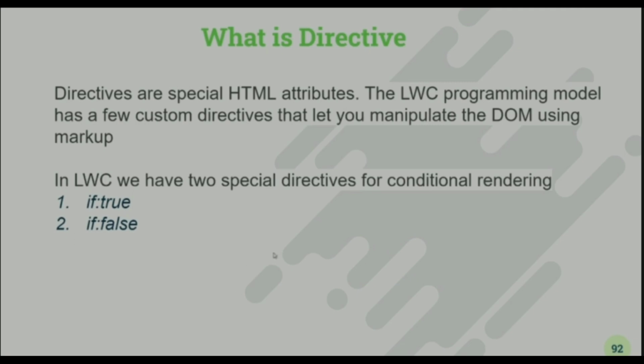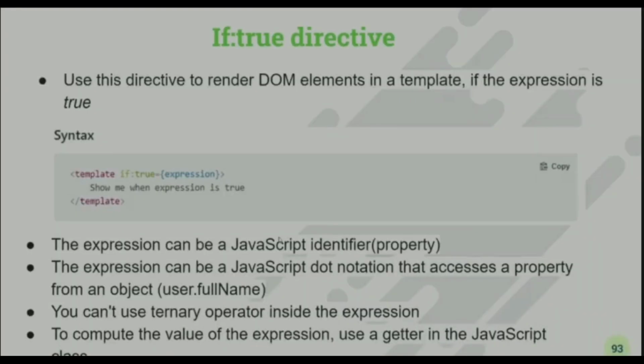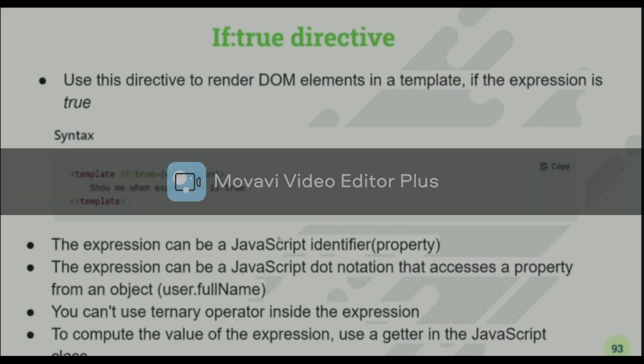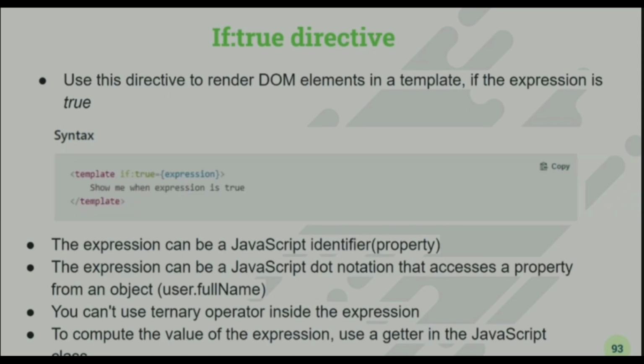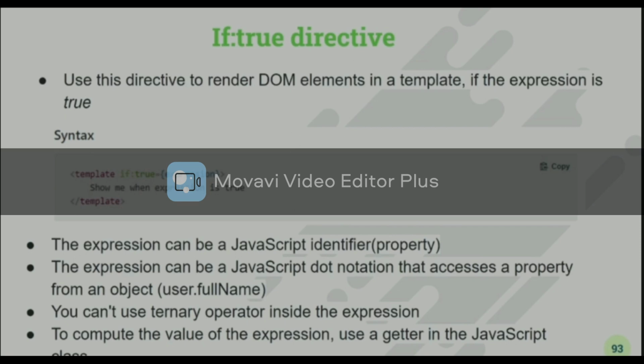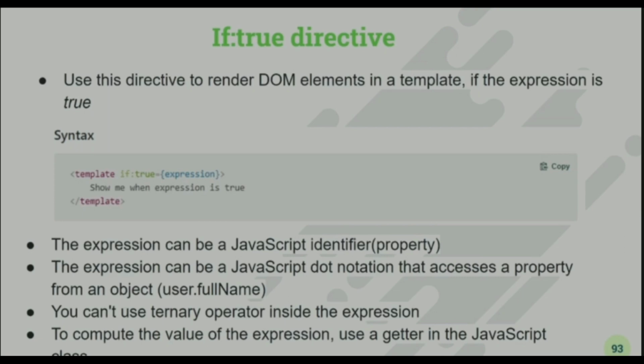So let's first understand the if:true directive. We use this directive to render the DOM element in the template if the expression is true. DOM is nothing but your HTML tree. So if you want to hide and show some text on the screen, we use this directive, that is if:true. And directives are always used with the template tag. Just remember this. Directives are HTML attributes that give you the superpower to play with your HTML.